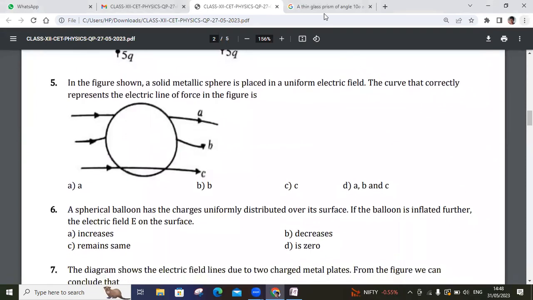The figure shown, a solid metallic sphere is presented in a form of the curve. If you see, in a solid metal, inside there cannot be electric field. If inside electric field is there, then electrons will be continuously moving, right? Which will produce a current. And just now we have heard that in third question, that electric field inside a metallic sphere will be 0.